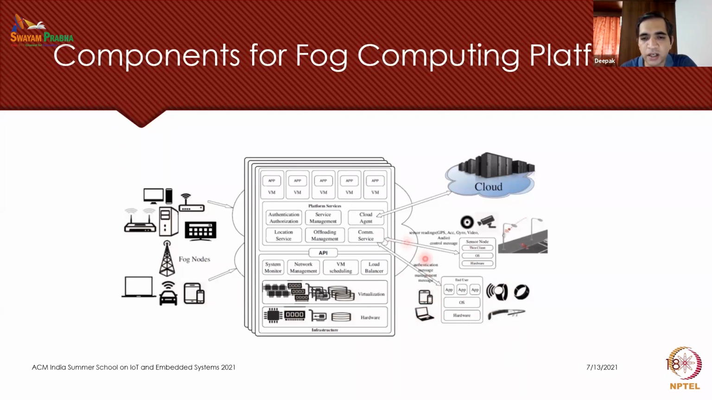So it could be communicating with various kinds of devices, and this communication service is handling that. And there are certain sets of APIs available which access the underlying layers. Some of the functionalities in the underlying layer are things like load balancing, virtual machine scheduling, network management, system monitor.